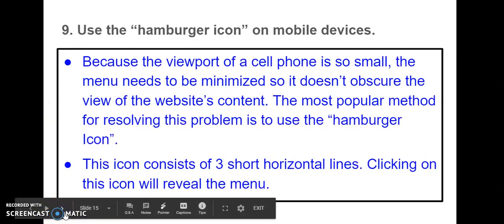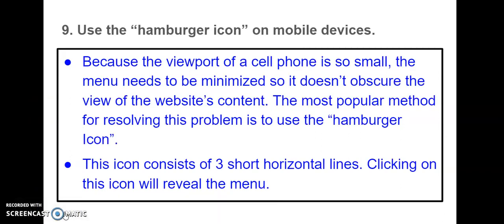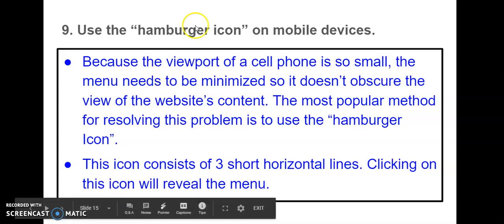Number 9, use the hamburger icon on mobile devices. Because the viewport of a cell phone is so small, the menu needs to be minimized so it doesn't obscure the view of the website's content. The most popular method for resolving this problem is to use the hamburger icon. This icon consists of three short horizontal lines. Clicking on this icon will reveal the menu. Here's an example.